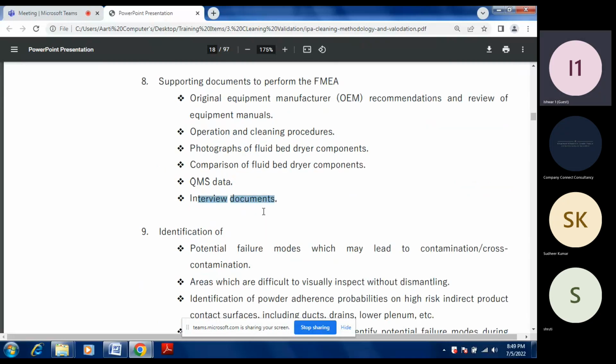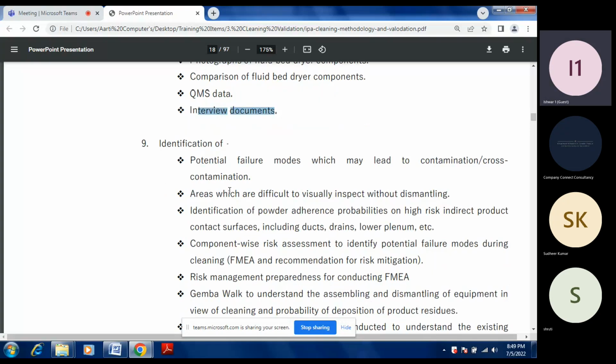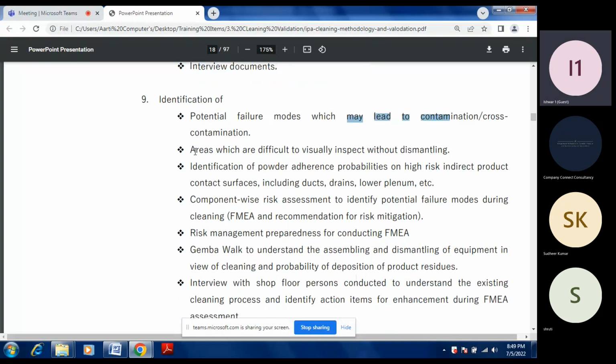And interview documents, which means some subject matter experts are part of that particular risk assessment. Whatever discussion was held with those persons, everything should be available during the risk assessment through the failure mode effective analysis. Identification of potential failure modes which may lead to contamination or cross contamination: what we identify during the failure mode effective analysis are the potential failures which may lead to contamination or cross contaminations, and areas which are difficult to visually inspect without dismantling.